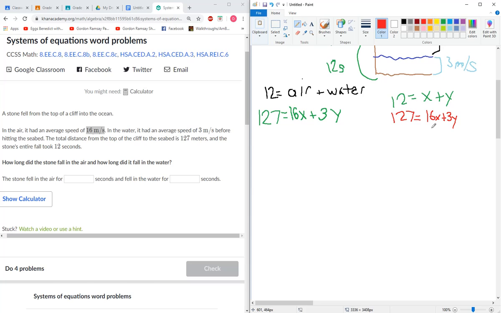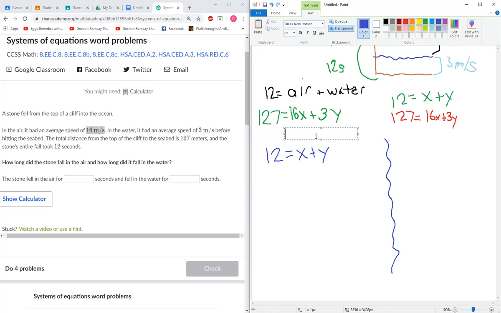Let's rewrite this over here. So here we have 127. Let me do it both ways. So I know that I have 12 equals x plus y. Now, I'm going to do it the substitution way first. All right. And then I'm going to do it the elimination way. So this will be my substitution.